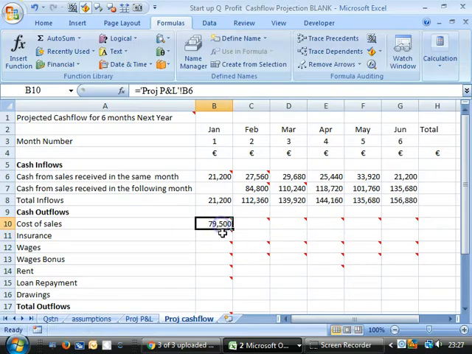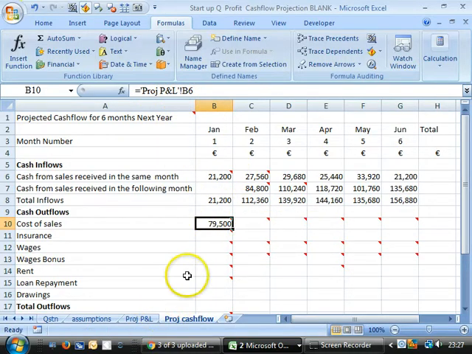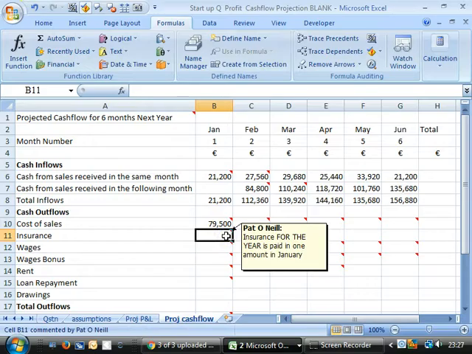And now, do I need to make that figure absolute? Do I want that figure to change? Well, I do. I want February's to be projected profit and loss C6. So I don't want to make that absolute. It's not a constant.